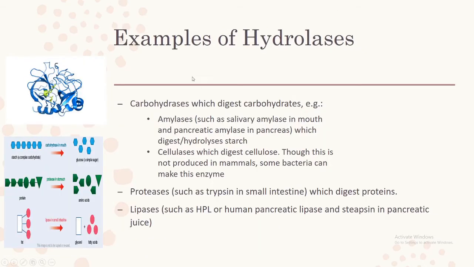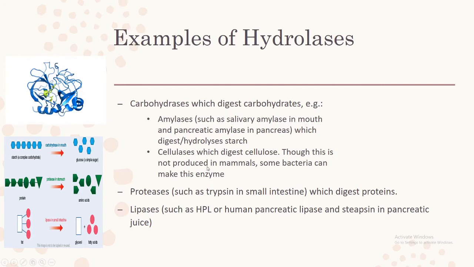Examples of hydrolases, carbohydrases, which digest carbohydrates. Now, carbohydrases, we know they digest carbohydrates. There are types of them. Amylases, such as salivary amylase in the mouth and pancreatic amylase in the pancreas, which digest or hydrolyze starch. So, amylases have the job to hydrolyze starch. They are found in the mouth as the salivary amylase and in the pancreas as the pancreatic amylase.